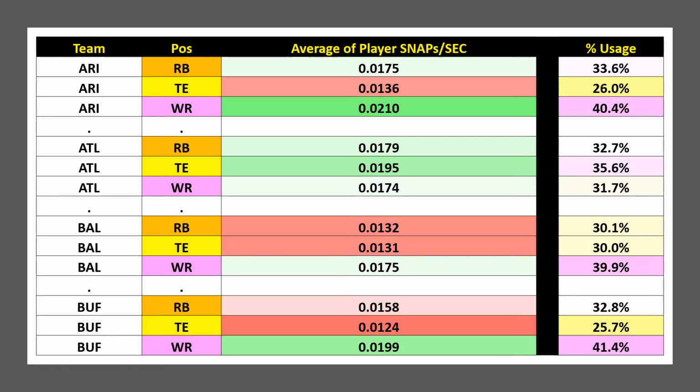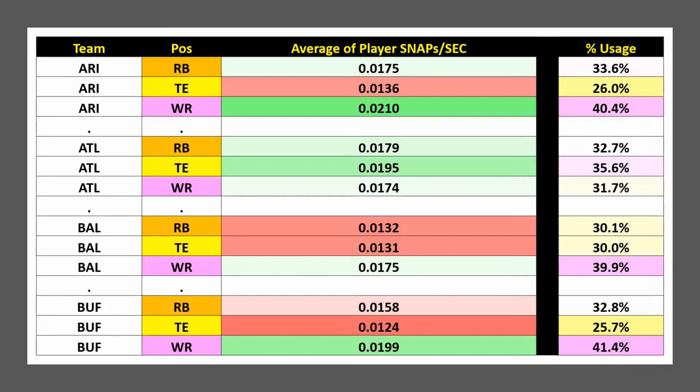Okay, so now we leave time of possession, scoring, rushing, passing, getting into the snaps. And I'm going to go to the positional level on each team. So each little block of data is 4 teams. And I have the positions: running back, tight end, and wide receivers. The next column is average player snaps per second.